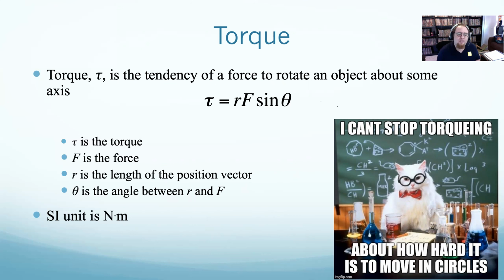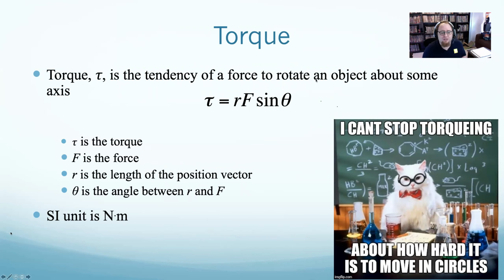Once again, tau is torque, which is measured in a Newton meter. Now, for the record, a Newton meter is the same as a joule officially, but no one ever says joules. It's in Newton meters. F will be the force. R will be how far from the pivot point you apply the force. And theta is the angle between R and F. Now, traditionally, we like to always measure our angle from the horizontal. That is not the case in torque.